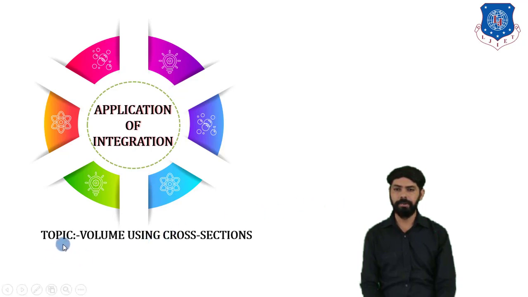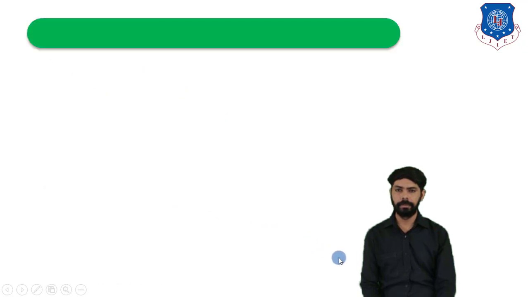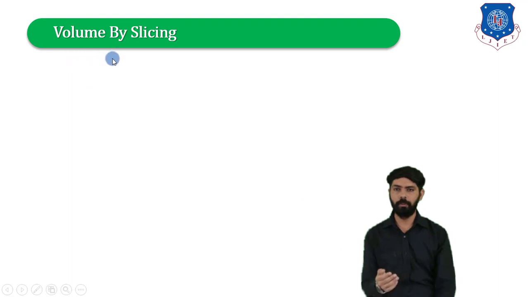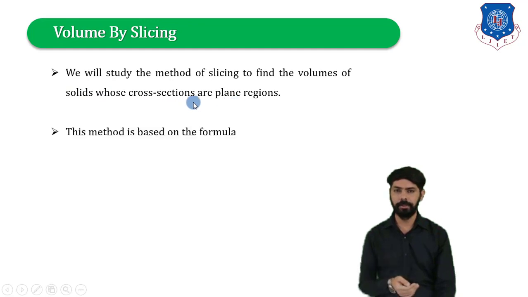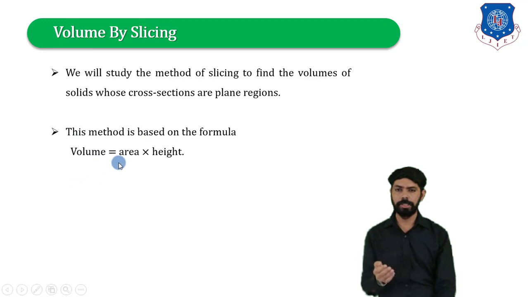So today we will discuss the topic volume using cross sections of the chapter Application of Integration. First of all we will discuss volume by slicing. We will study the method of slicing to find the volumes of solids whose cross sections are plane regions, and this method is based on the formula volume is equal to area into height.